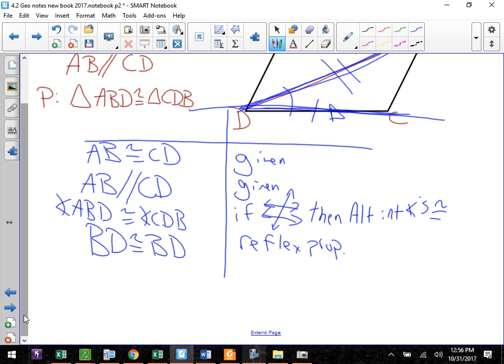Okay. Now do I have triangles that are congruent? Yes. How? Or I should say why? Because the side angle is not good.